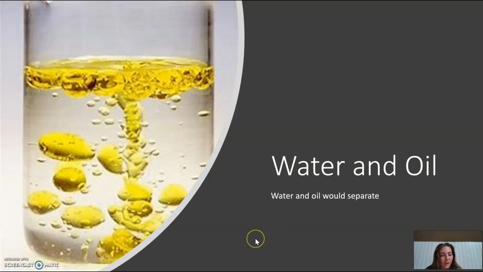So basically that's the big difference between hydrophilic and hydrophobic molecules, where hydrophilic loves water and it'll dissolve within water, and hydrophobic is the complete opposite of that. It does not like water, and it won't dissolve in water, and it is nonpolar.